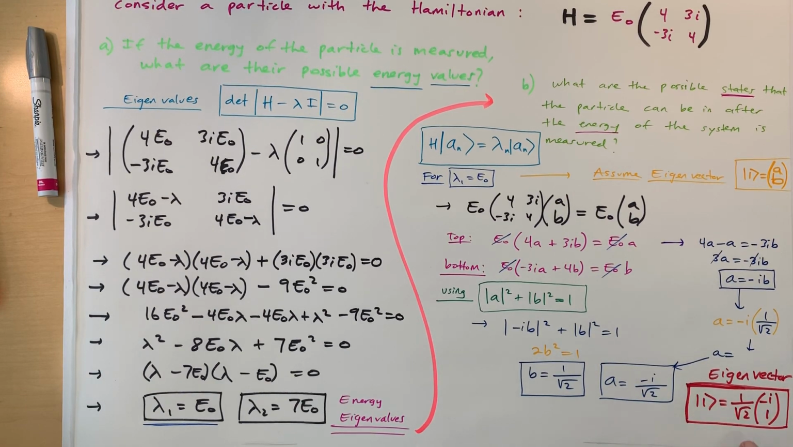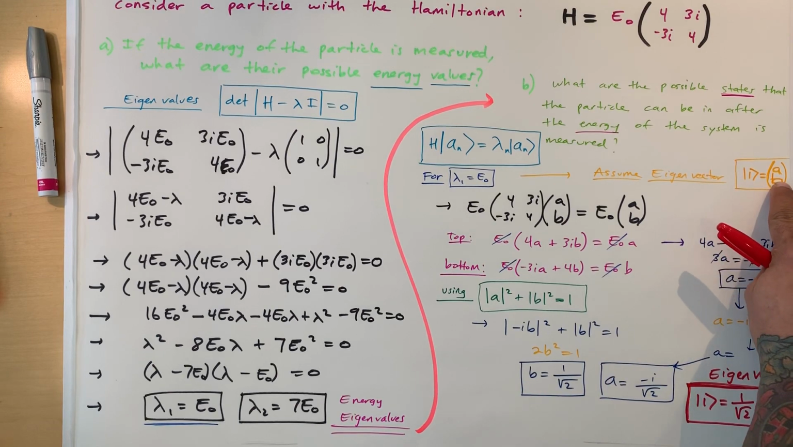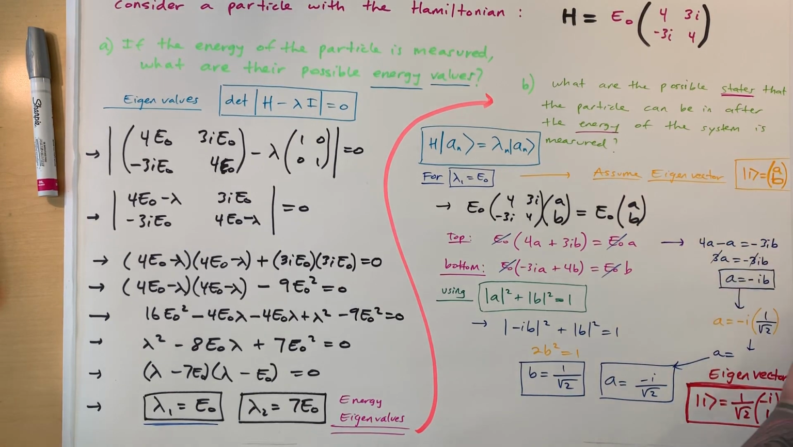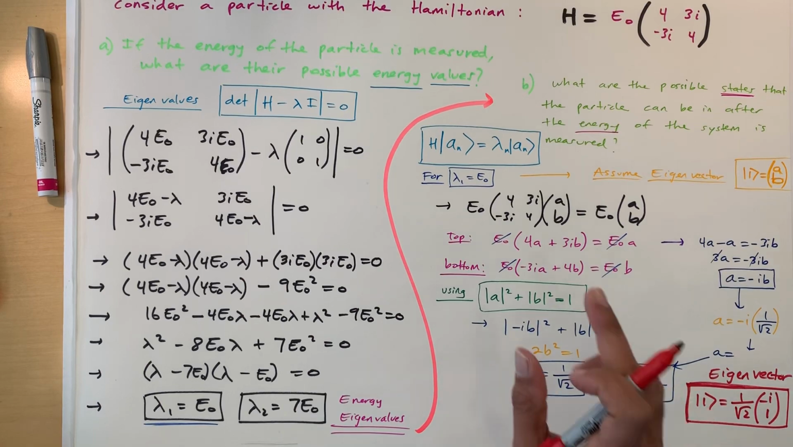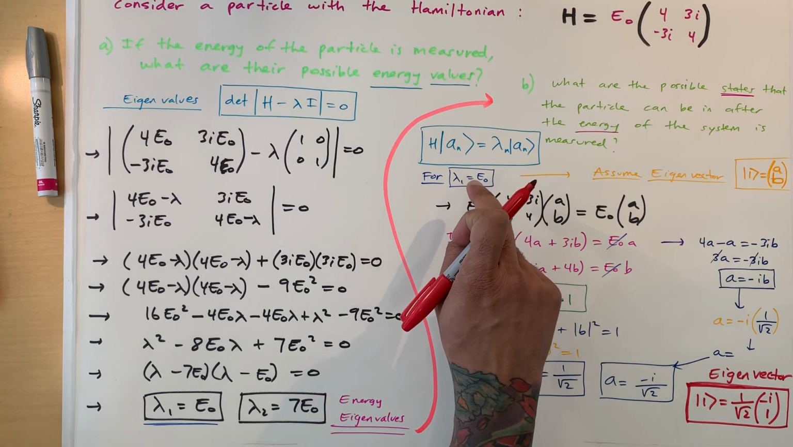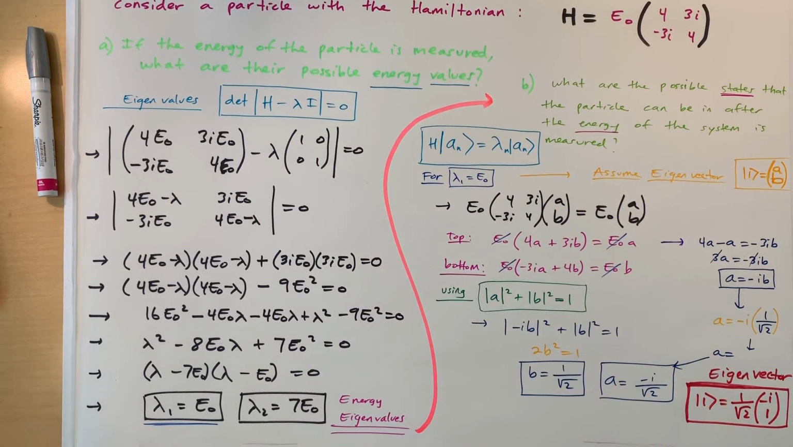Okay, so this is our eigenvector. a is negative i over square root of 2, which would go up here, and b is 1 over square root of 2, which would go down here. From both of those, you can take out a 1 over square root of 2, and on top you'd be left with just the negative i. On the bottom you'd be left with just 1. So this is our eigenvector for this energy eigenvalue. Okay, and now let's look for the second one.